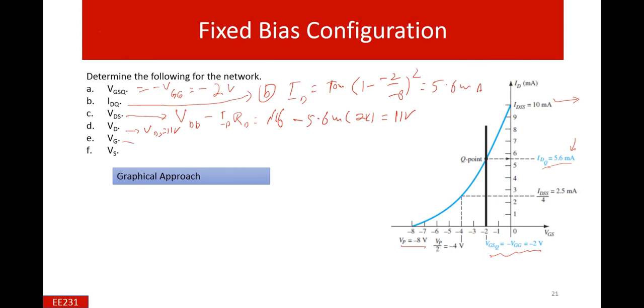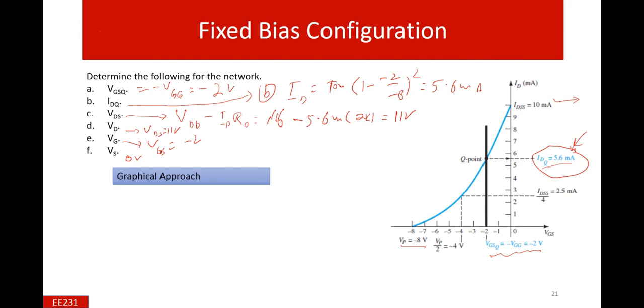And similarly, what is VGS? It is equal to VG at that Q point, because VS is 0, so it is minus 2 volt, and similarly VS is 0. So this is how to find it graphically. Actually graphically in this case we are just finding this current, and the remaining parameters are given in the circuit.